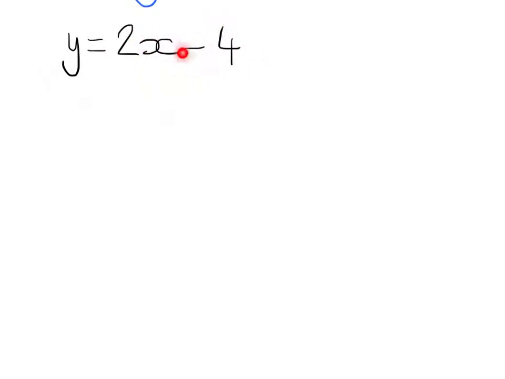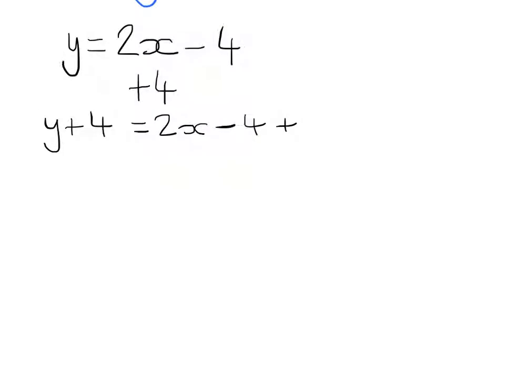If we wanted to get x on its own and we were doing linear equations, how would we do that? Well, we'd add 4 to both sides, wouldn't we? So we can say y plus 4 equals 2x minus 4 plus 4, which becomes y plus 4 equals 2x. Superb. Alright then, that's looking better.